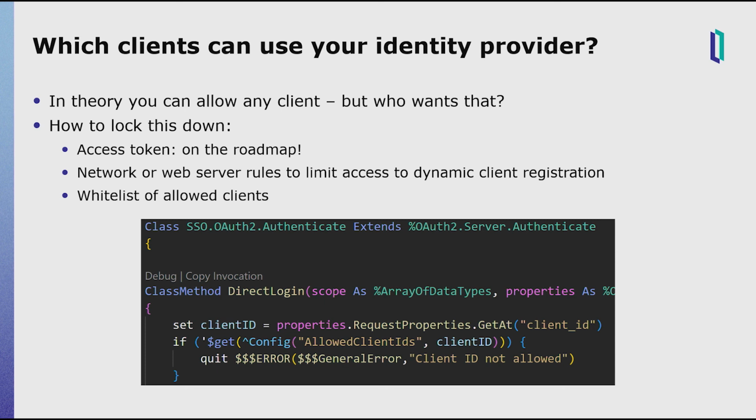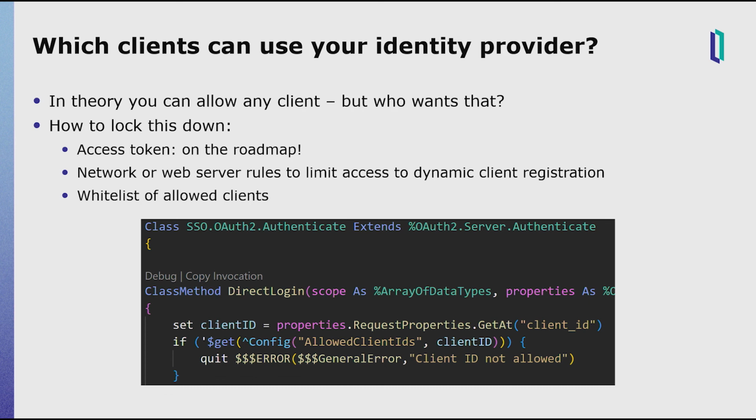So I don't want that. I want to lock down the client registration. The OAuth way to do this is to require a registration access token on the registration request. IRIS doesn't support this yet, but it is on the roadmap, and we can promise it'll be there in a future version. In the meantime, you have a couple options. First, I can use some network rules or some web server configuration to limit access to that registration endpoint. And then second, I'm probably going to want to keep a whitelist manually of client IDs that are allowed to use my server. So here's a really quick, simple code sample.